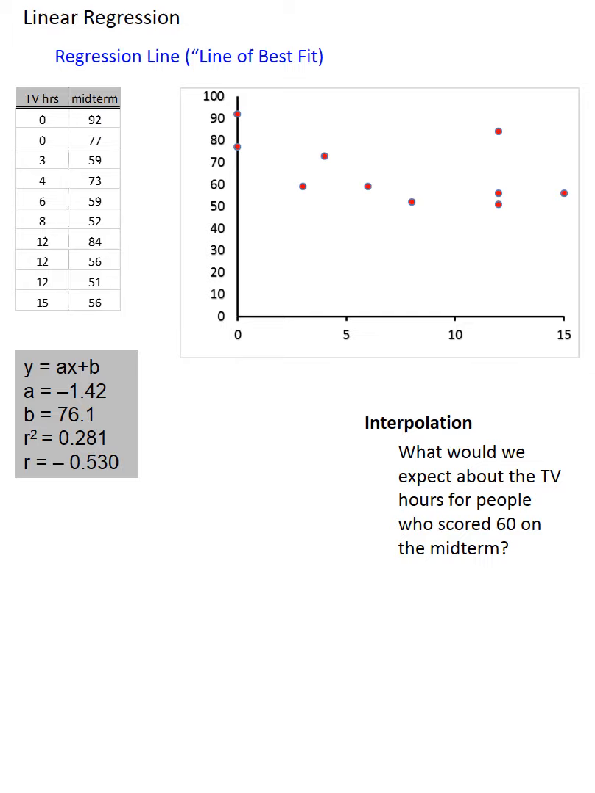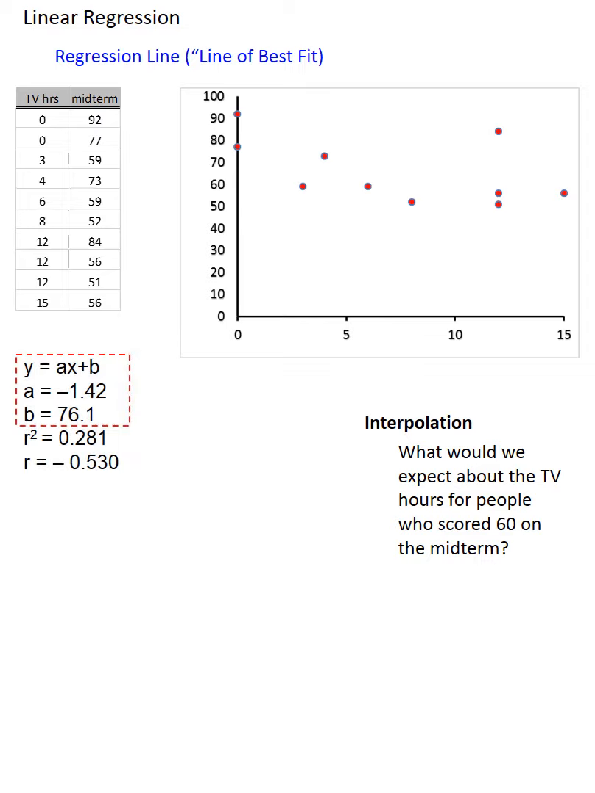Let's say we had tons and tons of students who had taken this midterm over the years, and we gathered together all the people who scored 60 on it, and we wanted to make some generalization about how much TV they might have watched. Now, there's no way to do that for one individual. Statistics doesn't do that. But we can make a generalization about all people who scored 60 on the midterm based on this data. So, how do we do that?